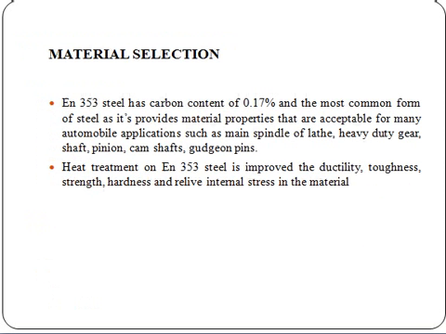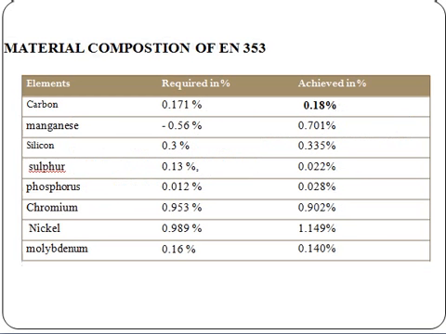Next is the material selection. The EN3 steel has a carbon content of 0.17% and is the most common steel. It provides material properties that are acceptable for many automobile applications, such as the main spindle of the lathe, heavy duty gear, shaft, pinion, etc. Heat treatment on the EN3 series improves ductility, toughness, strength, hardness and relieves internal stress. Material components of EN353: the elements are carbon, manganese, silicon, sulfur, phosphorus, chromium, nickel and molybdenum. They are recorded in these percentages.